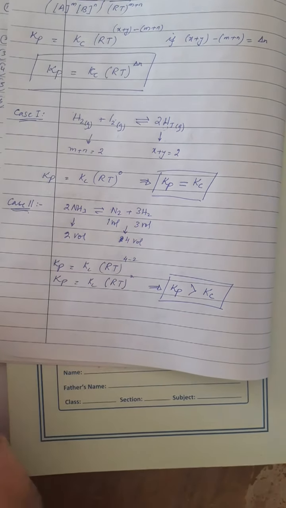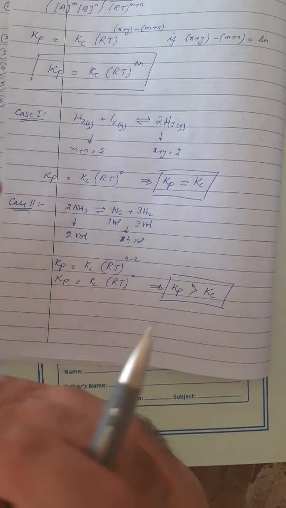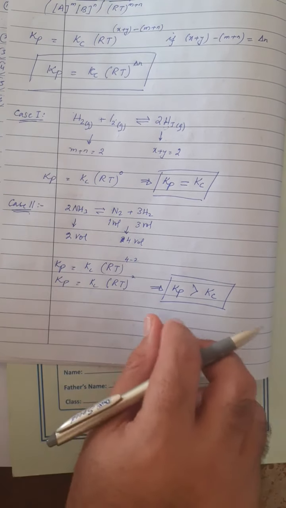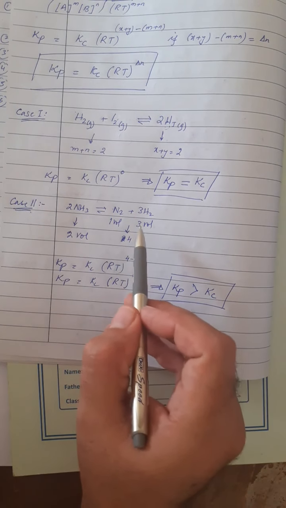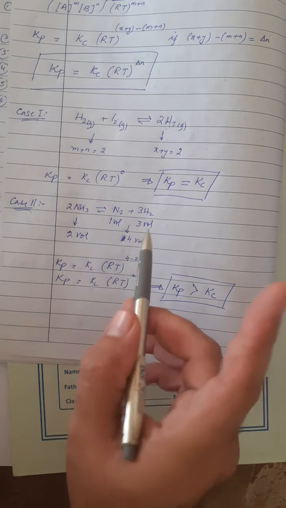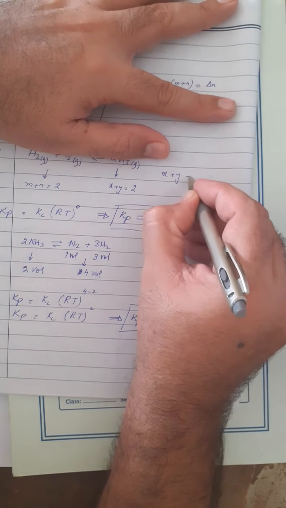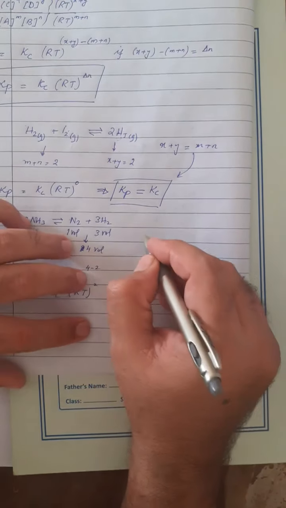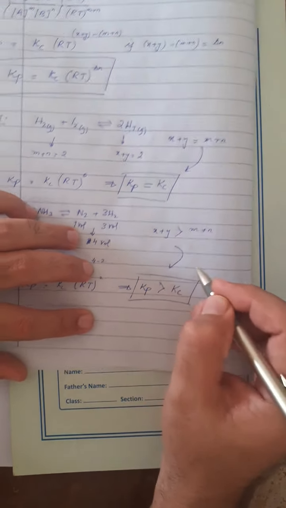Because R is the universal gas constant and T is the temperature, if you multiply them and you square them, you have a bigger number. The bigger number multiplying Kc makes the product Kp bigger. So Kp is bigger for this reaction. You can guess in 2 ways. You can just say that when the volume of the products is higher than the volume of the reactants, or you can say when the sum of the coefficients of the products, x plus y, is bigger. In the first case, x plus y is equal to m plus n, that's why Kp is equal to Kc. In this case, x plus y is much greater than m plus n, that's why Kp is greater than Kc.